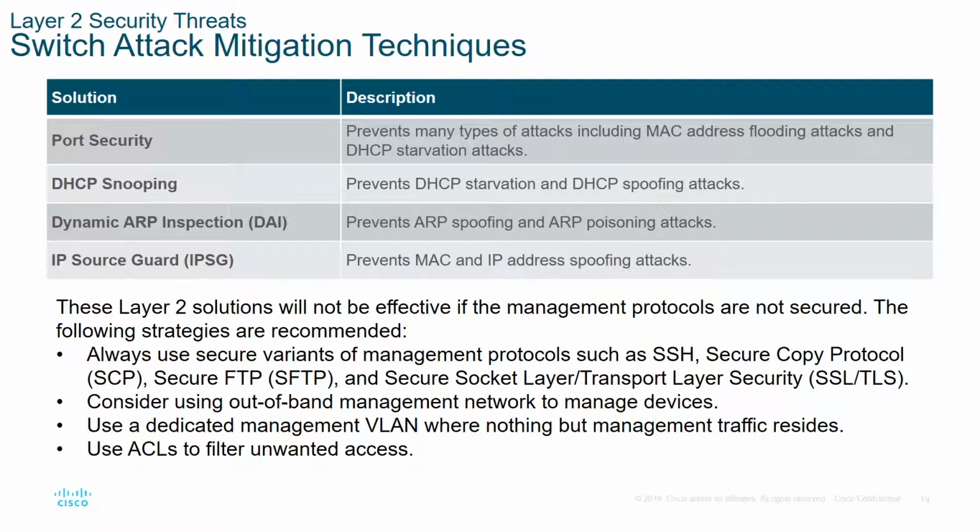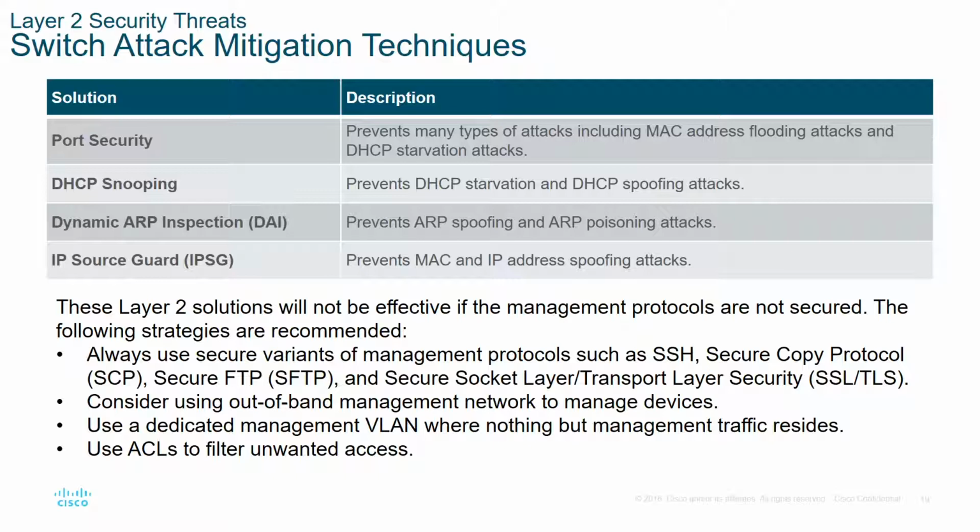DHCP snooping prevents DHCP starvation and DHCP spoofing attacks. We have dynamic ARP inspection, DAI, which prevents ARP spoofing and ARP poisoning attacks. And we have IP source guard, which prevents MAC and IP address spoofing attacks. These Layer 2 solutions will not be effective if the management protocols are not secured.